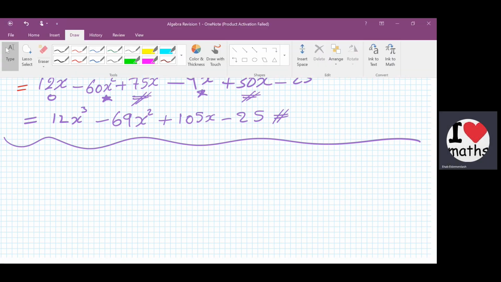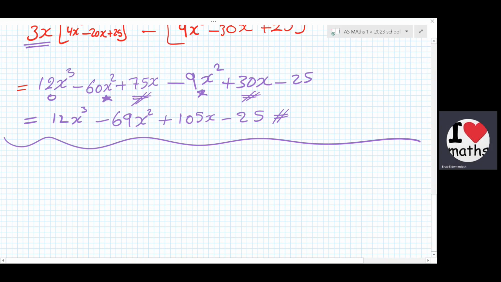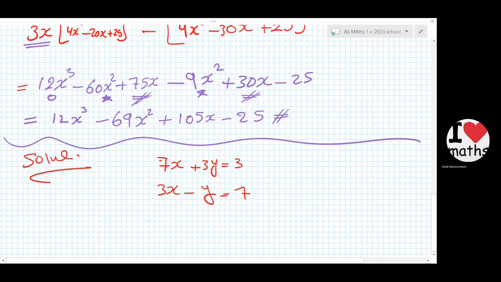All of you please try to do this question again. It says 7x plus 3y equal 3, and then 3x minus y equal 7, and I want you to solve. We are talking about solving equations in general. You have expand, you have solving equations, you have two simultaneous linear, and simultaneous with one linear and the other quadratic. Try to answer this question again.